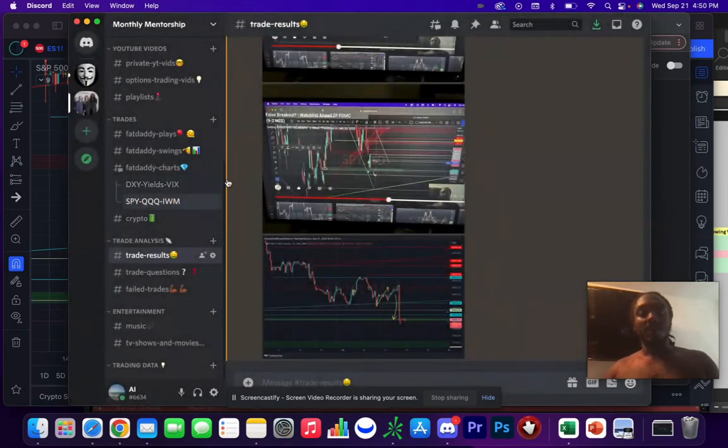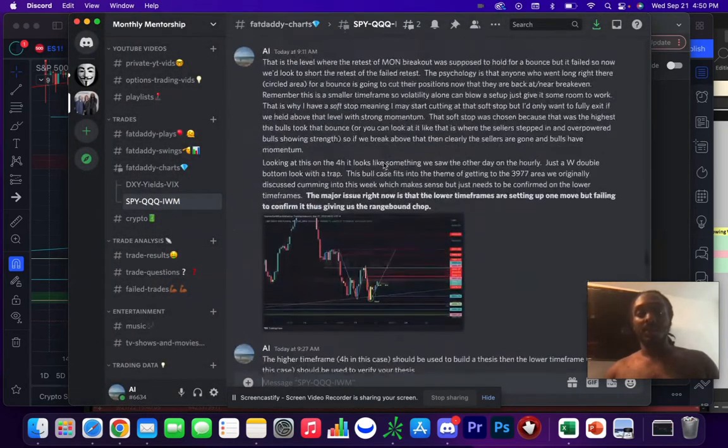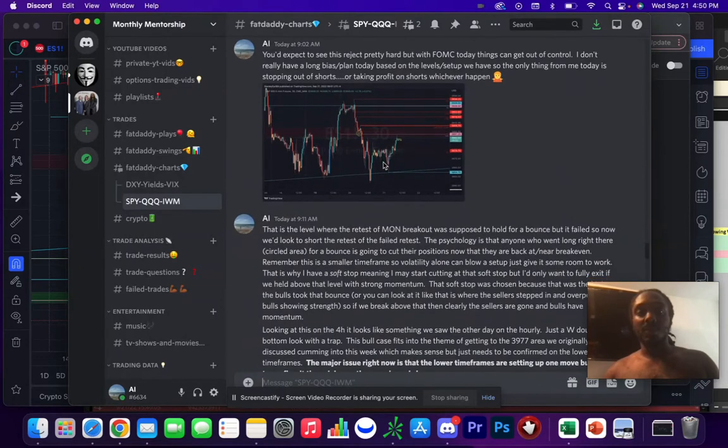So you can also see that this is the same stuff I'm telling the group this morning. And basically I'm explaining the psychology: anyone who went long right there in the circle area for a bounce is going to cut the positions now that we're back at or near break even once it gets up there, right? So that's where we were with it.